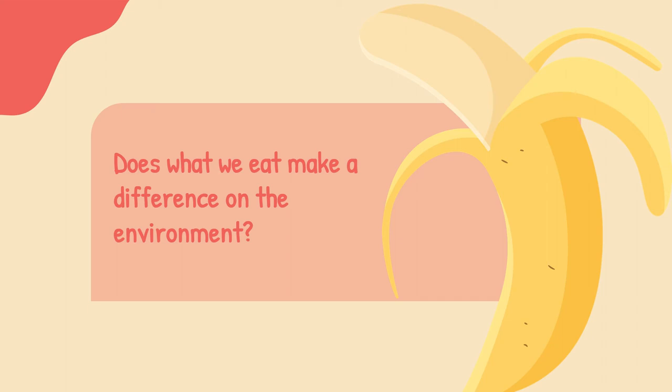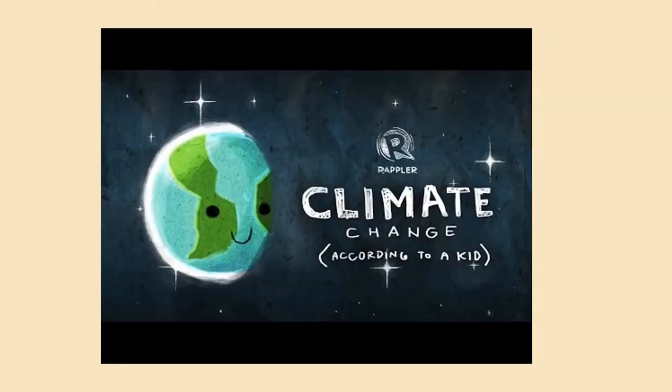So here are some nuggets of information that may help you to talk to these fifth graders about climate change and the effect that their eating can have on the environment. So here's a quick video on climate change according to a kid. I like it because it's simple and not complicated. At fifth grade, I think that we need to keep it simple and focus on some of the human impacts to the environment that are really tangible and visible. So here's a video, you can check it out and decide to use it.